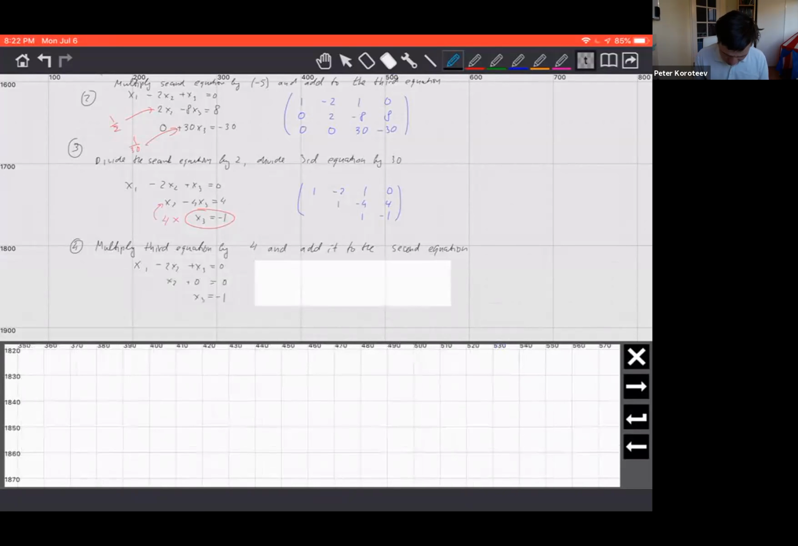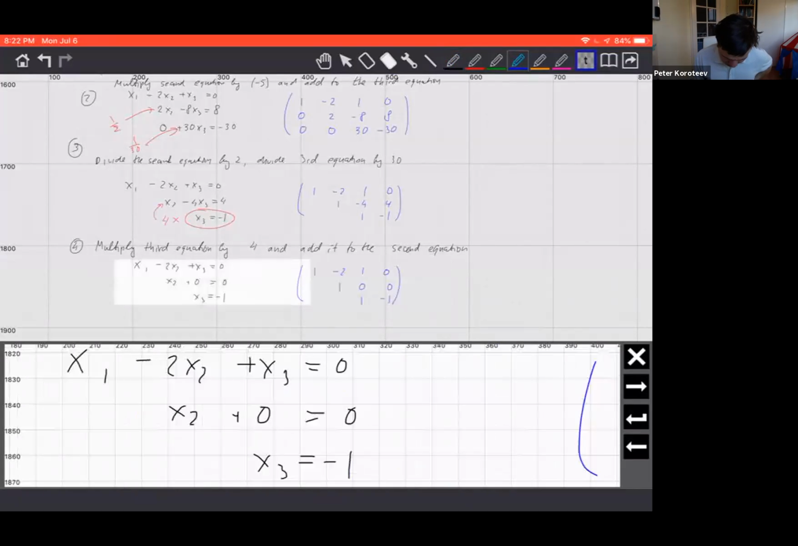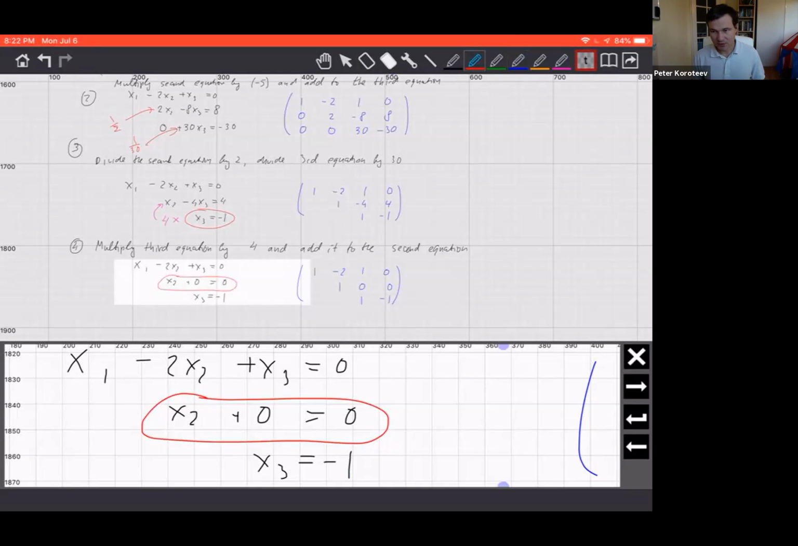So in terms of augmented matrix, we get 1, minus 2, 1, 0, 1, 0, 0, 1, minus 1. Okay. So we have found x2 here, right? Which means that x2 is equal to 0. Okay. So we're almost done. Now we need to find x1. So for pedagogical reasons, let's do it again systematically by using operations with rows.